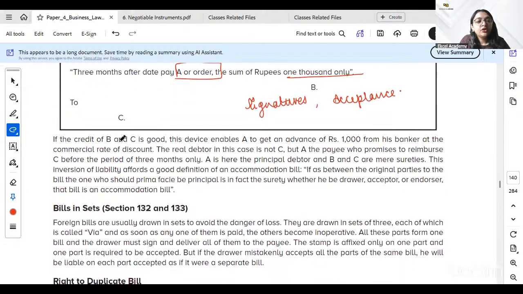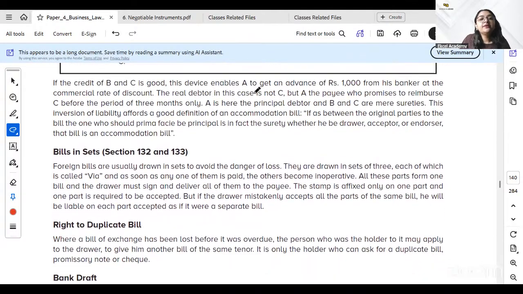If the credit of B and C is good, this device enables A to get an advance of rupees 1000 from the banker at the commercial rate of discount. The real debtor is not C but A. Why? Because he is the payee who promises to reimburse C before the period of 3 months only. So A becomes your principal debtor and B and C are mere sureties. That is, they are providing a comfort to the bank saying, yes, we owe money to A and you will be in a good position to lend your money to A.